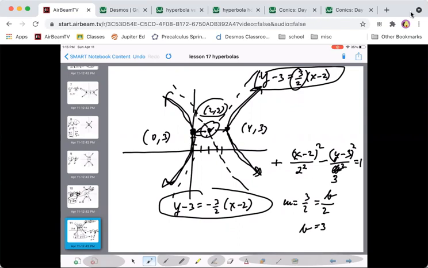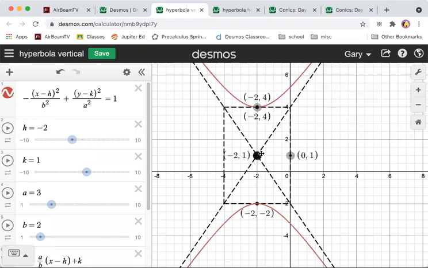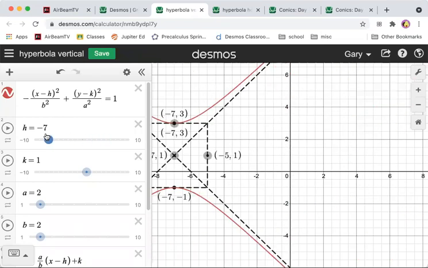Okay, well, that's what I wanted to show you today about hyperbolas and graphing them. You can mess around with moving them. It's fun to move these around. You could actually also control them with these sliders. See the equation over there.